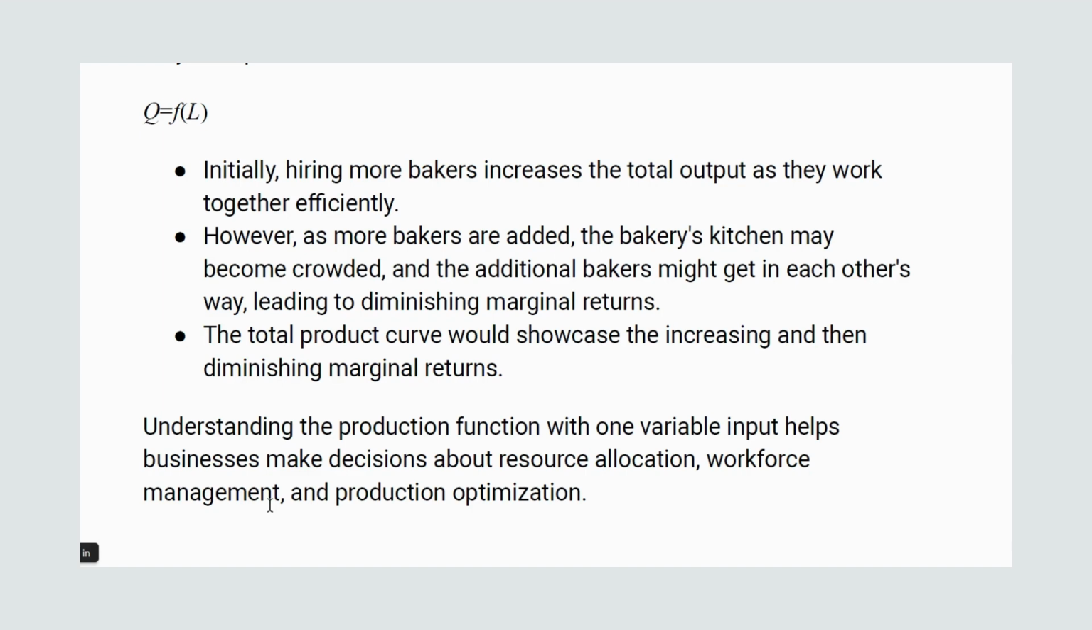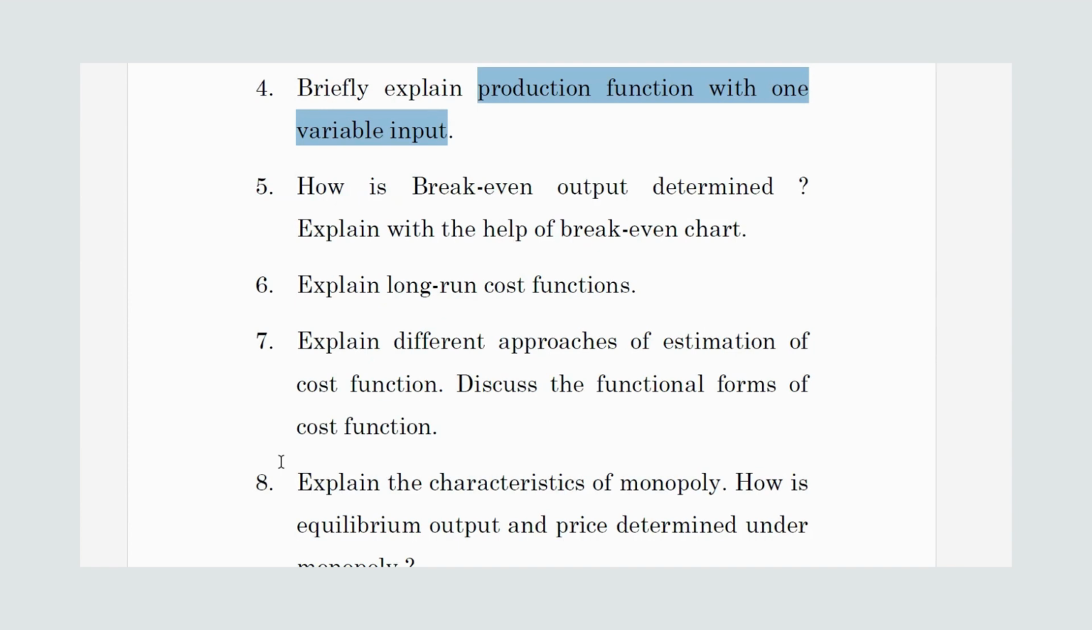Understanding the production function with one variable input helps businesses take the right decisions regarding resource allocation, workforce management, production optimization, cost reduction, and so on. Now let's see the fifth question. How is break-even output determined? Explain with the help of a break-even chart.